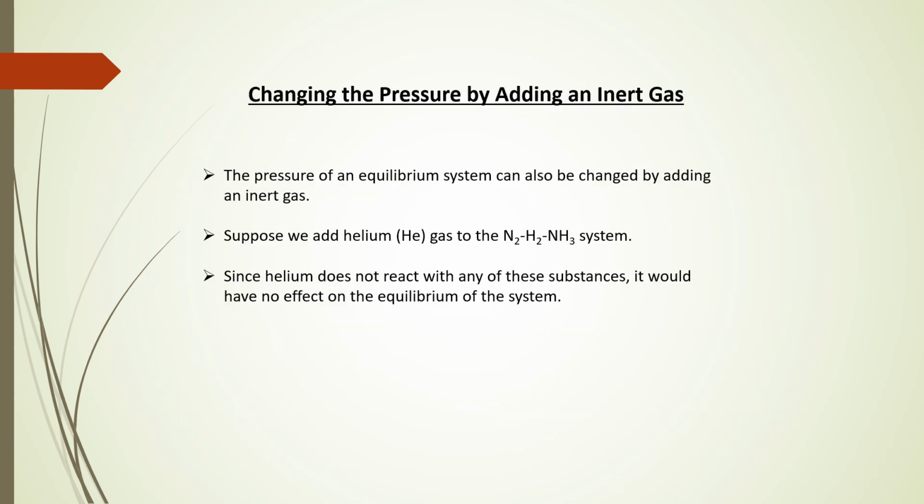Changing the pressure by adding an inert gas. The pressure of an equilibrium system can also be changed by adding an inert gas. Suppose we add helium gas to the N2, H2, NH3 system. Since helium does not react with any of these substances, it would have no effect on the equilibrium of the system.